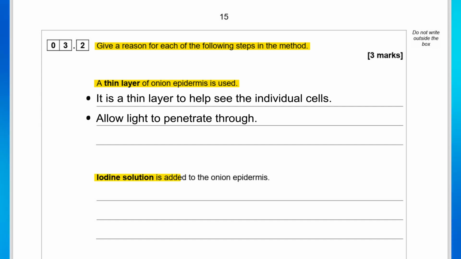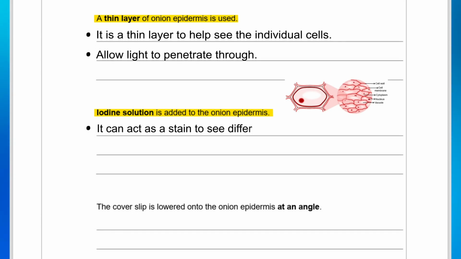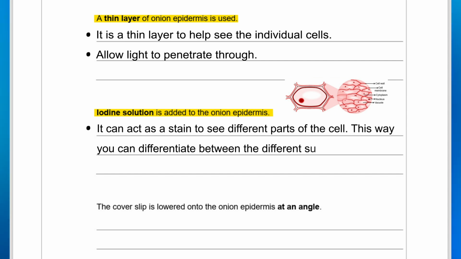Why is iodine solution added to the onion epidermis? And this is so that it can act as a stain to see different parts of the cell. This way you can differentiate between the different subcellular structures, such as the nucleus and cytoplasm and all the other structures that you learn about in topic 1.